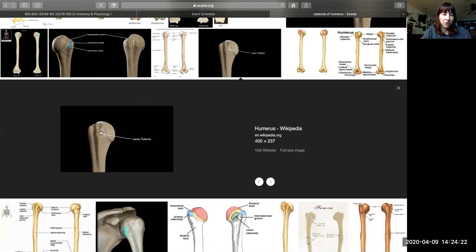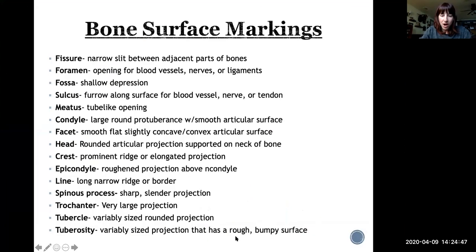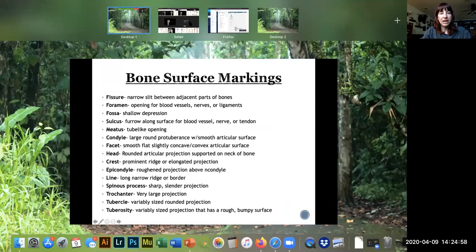You've got a lot of your deltoid muscles that attach here, right? Because this is where your humerus attaches to your scapula in your shoulder joint. So in order to lift this bone, lift your shoulder like this, those muscles are attached to these tubercles on the outer edge of your humerus, right? Okay. And a tuberosity is like a tubercle, except it's less rounded and more bumpy and rough.